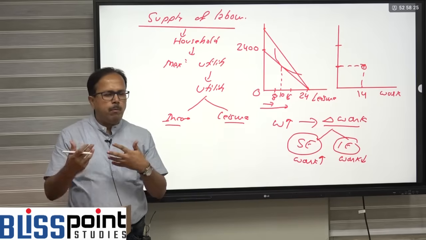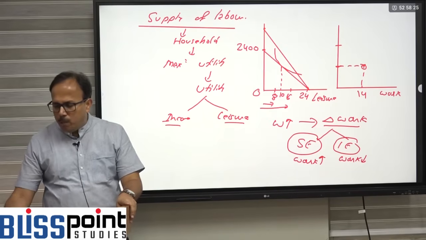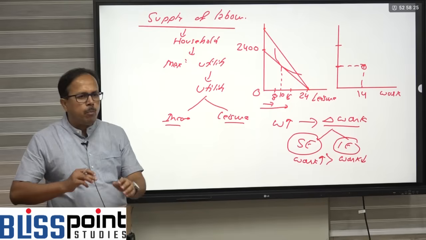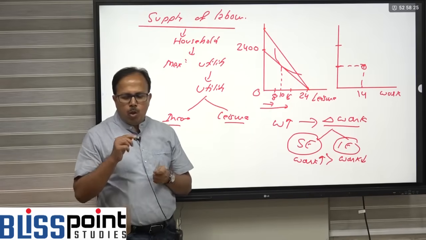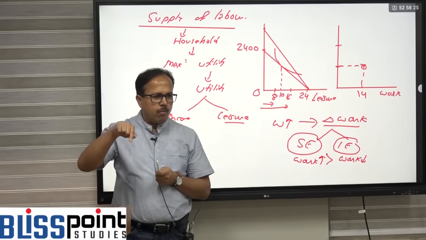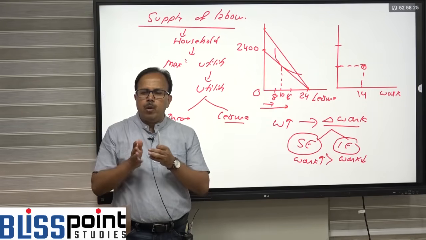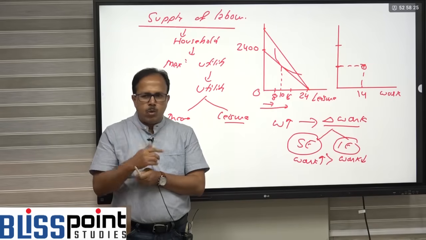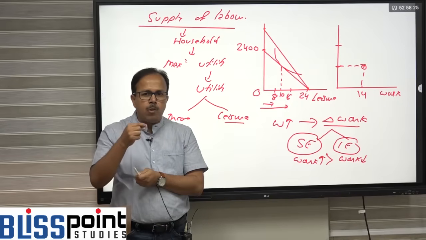It depends, it may be more, it may be less, depending upon whether the substitution effect is greater or the income effect is greater. So if you draw it for one person, normally the labor supply bends backward, in the sense that up to a wage I will work more, but beyond a wage I will work less. So that is labor supply bending backward. That is for one person.